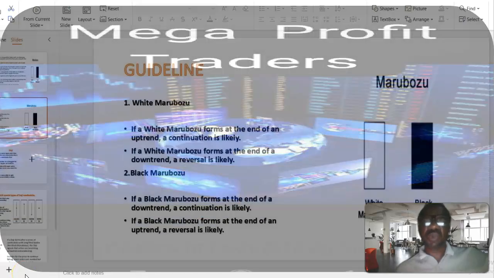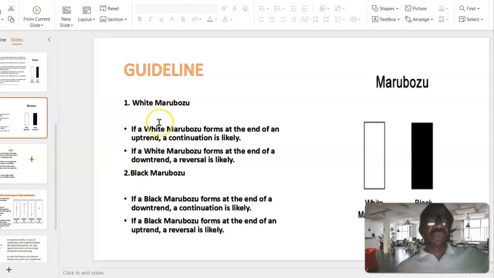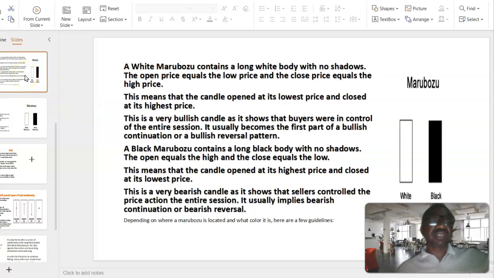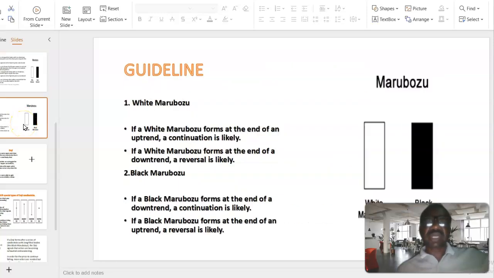Let's continue from where we stopped. We talked about Marubozu. We stopped at Marubozu, where we tried to explain the candle and its properties. Now, let's look at the guideline for a Marubozu.